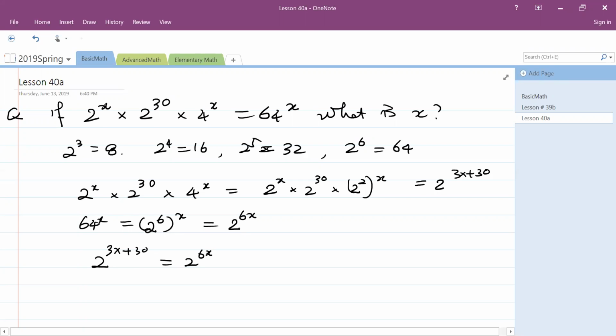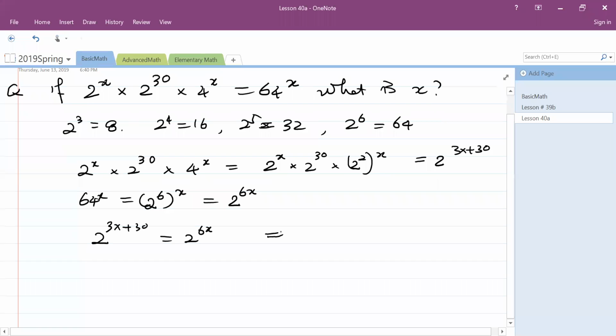Both sides are equal if and only if 3x plus 30 equals 6x. Then you get a linear equation, then you solve the problem. So that would be 30 equals 3x, then x equals 10.